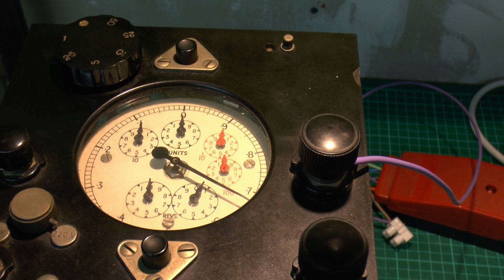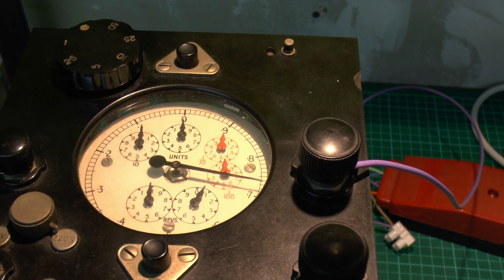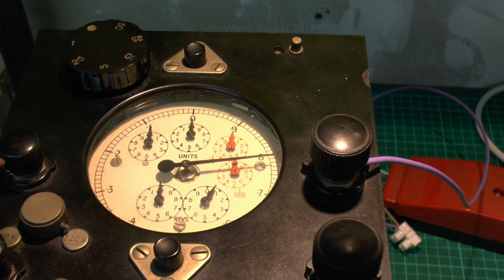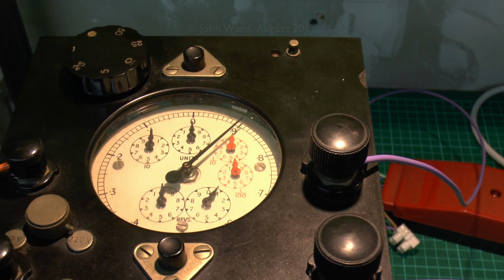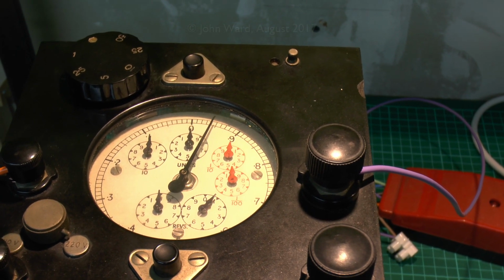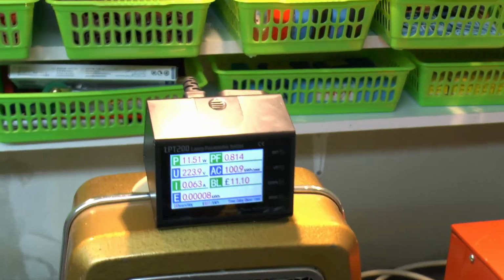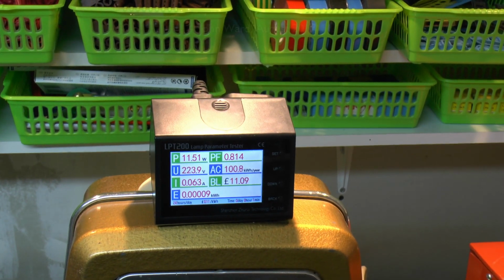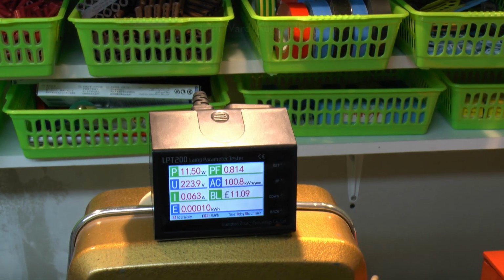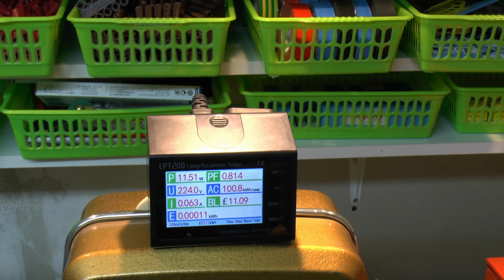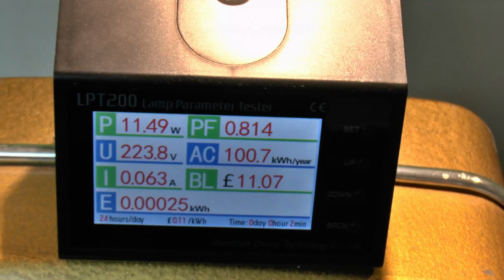So that's just sort of slowly moving around there, and you'll see that the bottom right black pointer is also moving as well. That's just coming out of the one position as the outer one makes its first revolution. And in terms of power, we can have a look on the front there. We're now using just over 11.5 watts. Voltage is about 223, so that seems reasonable in terms of the capabilities of this device.